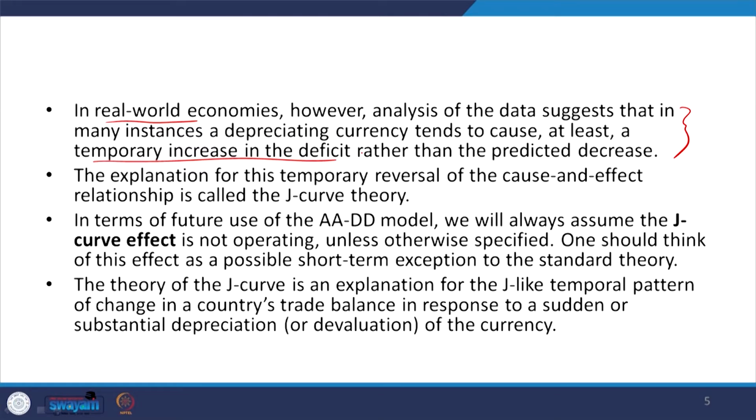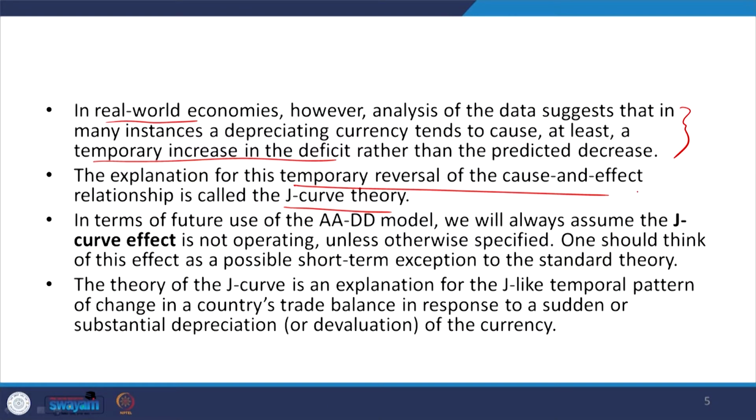Now, the explanation for this temporary reversal of the cause and effect relationship is called J curve theory. J curve theory explains the reversal of the cause and effect relationship between the exchange rate and its changes and their implications on the current account balance. So, basically that is a temporary reversal of the cause and effect relationship, not necessarily explaining the final or perennial changes.